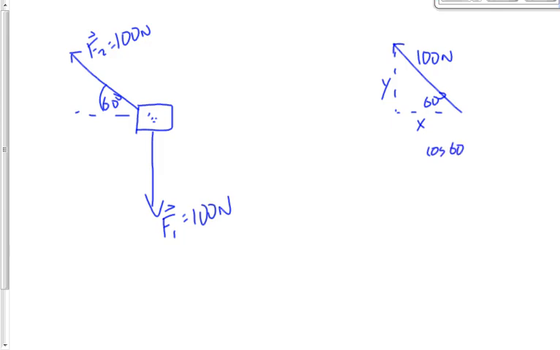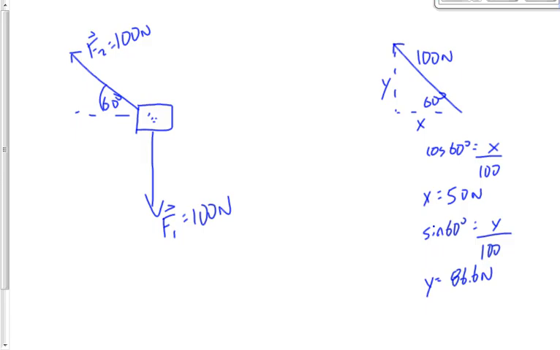We're going to say cosine 60 degrees is equal to adjacent over hypotenuse. Dom, lightning fast calculation here. What's it going to be? 50 newtons. Good. Sine 60 degrees is equal to the y component over the hypotenuse, which is the opposite side. And, of course, the y component ends up being equal to 86.6 newtons here. All right. Now we can, if we want, replace this with 50 newtons to the left and 86.6 newtons up.